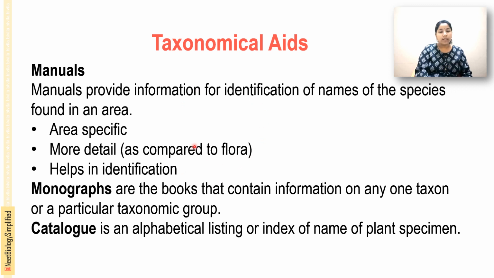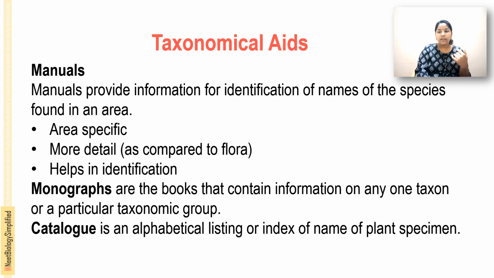Taxonomists have developed taxonomical aids mainly for the purpose of identification, naming and classification of living organisms. The taxonomical aids that we studied are the herbarium, botanical gardens, museum, zoological parks, then the key, and after that the flora, manual, monograph and catalog.